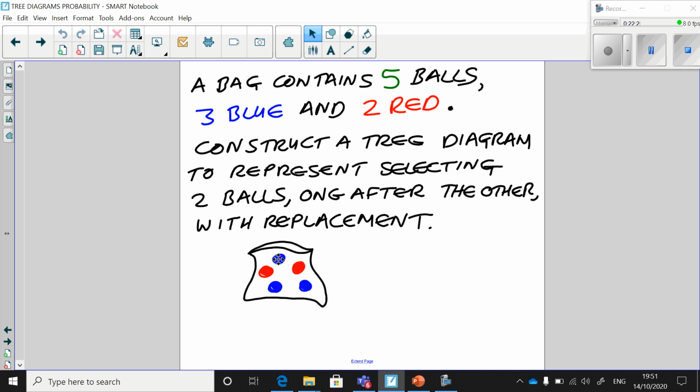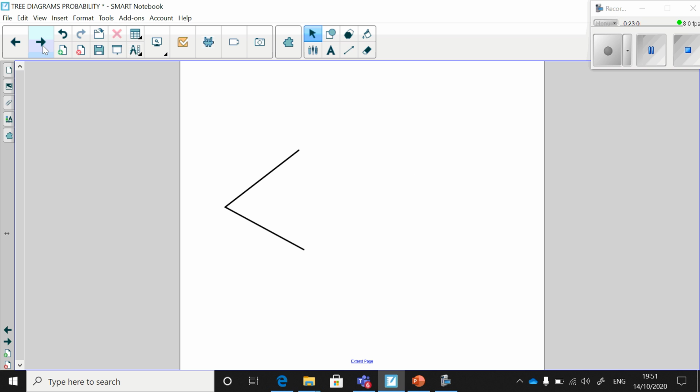So if on the first pick I was to choose a blue, I would note that down, but then I put it back in. Okay, and whatever happens next, that means I've still got a total of 5 balls in the bag. We'll deal with without replacement at another time. So yes, this is putting them back, with replacement.